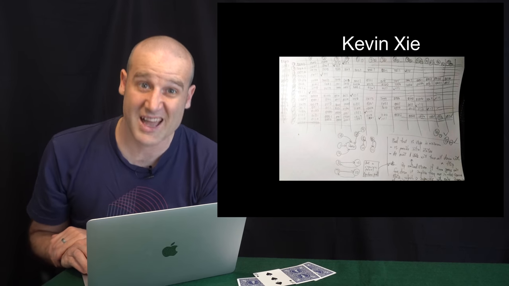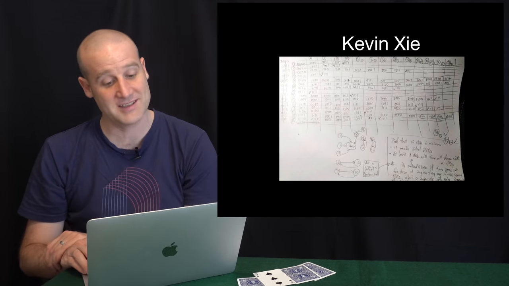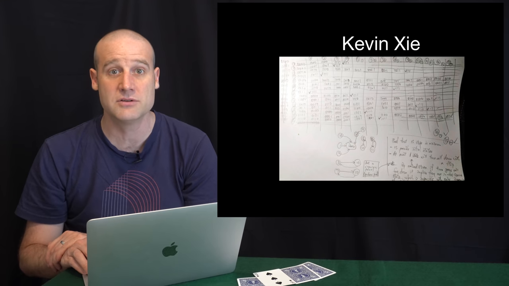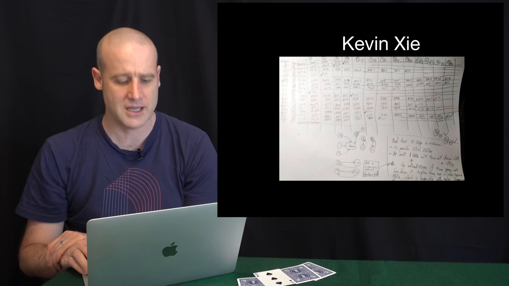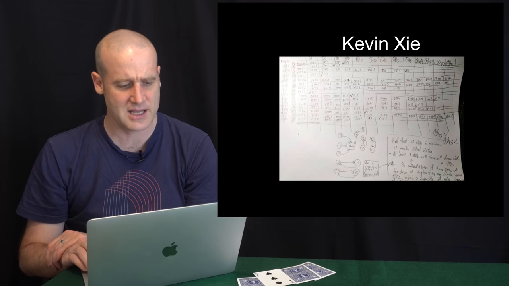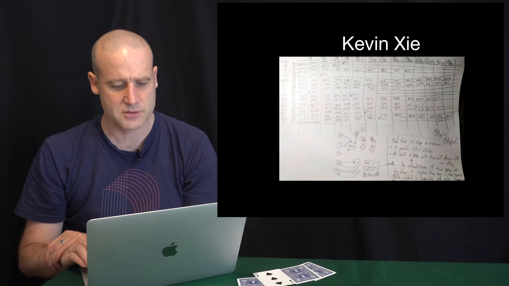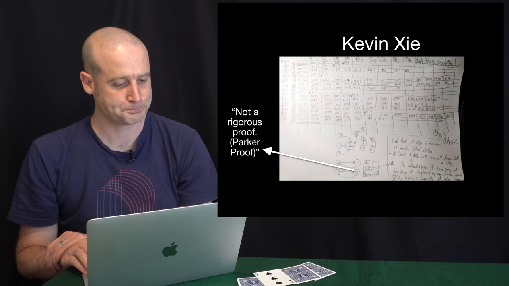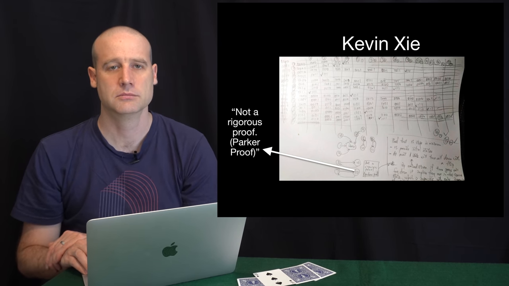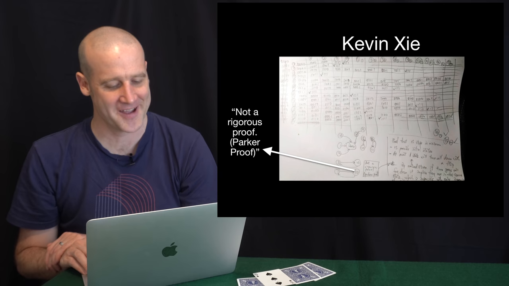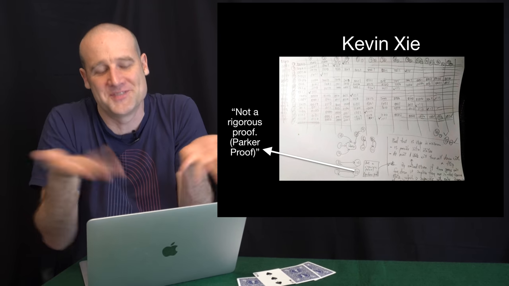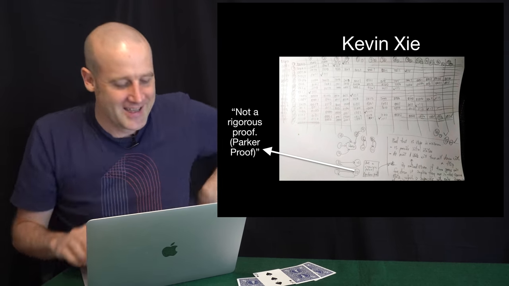We got some working out. So again, you don't have to do anything fancy. You can just send a photo of your working out. Kevin, good work. Although, Kevin, I don't know if you can read it at the bottom there, it says, not a rigorous proof, Parker proof. So, points off. You know, okay, Kevin, there are no points. There are no points for sending stuff in. But thanks for doing it, you jerk.